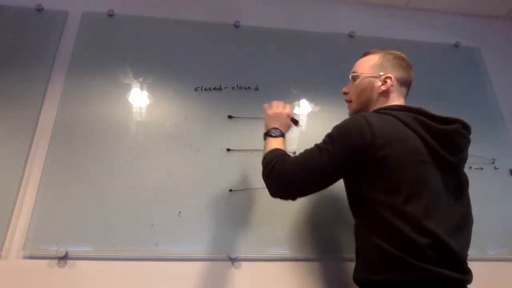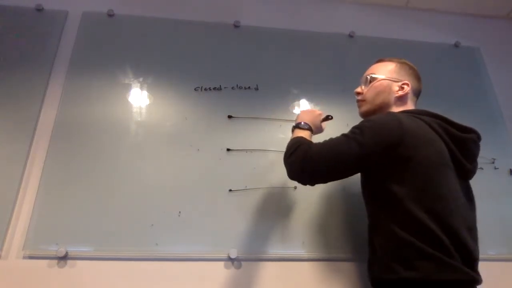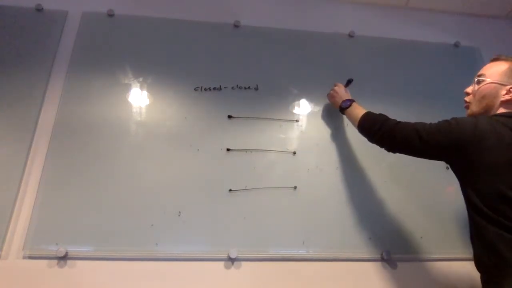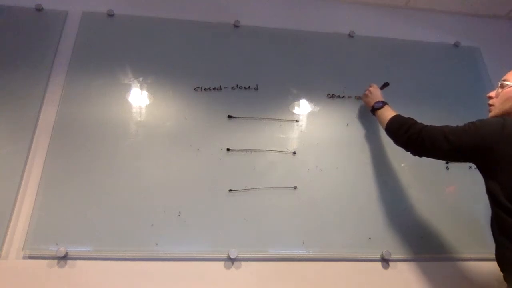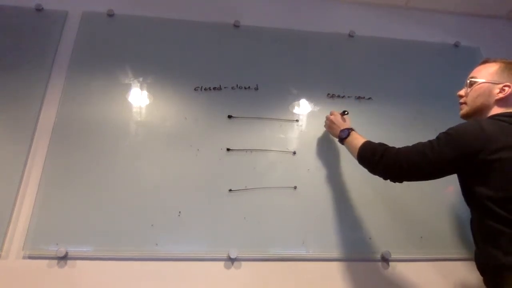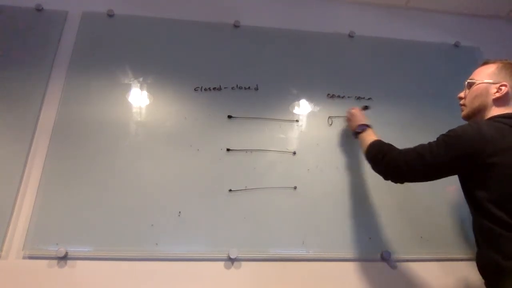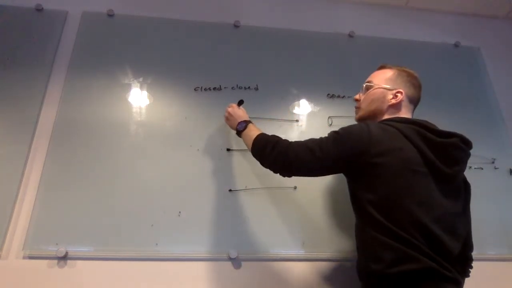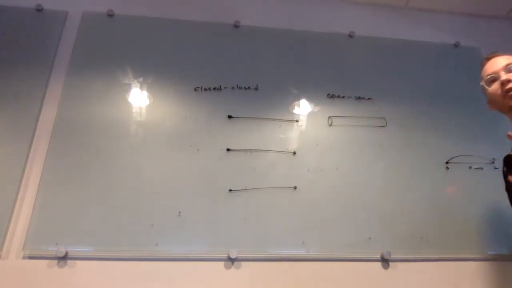Closed means, sorry, I'm saying anything finite. Finite, but yes, these are all finite. So I could have something that's open. And what closed means is that the end points of the string have to have 0 amplitude.